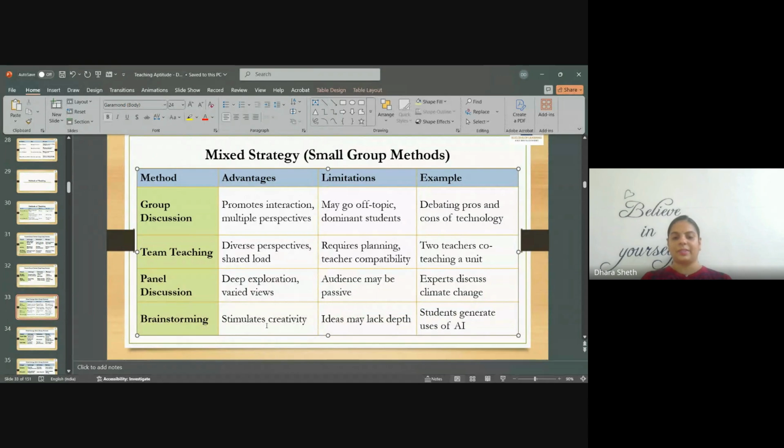Brainstorming. It stimulates creativity, but the ideas may lack depth. So if you ask a group of people to brainstorm, it's not essential that everyone participates. So there's a limitation, and whatever you learn may not be that effective. Students generating uses of AI.